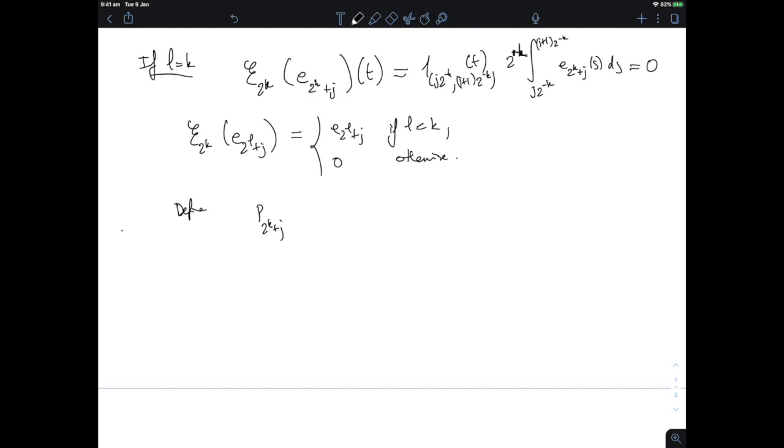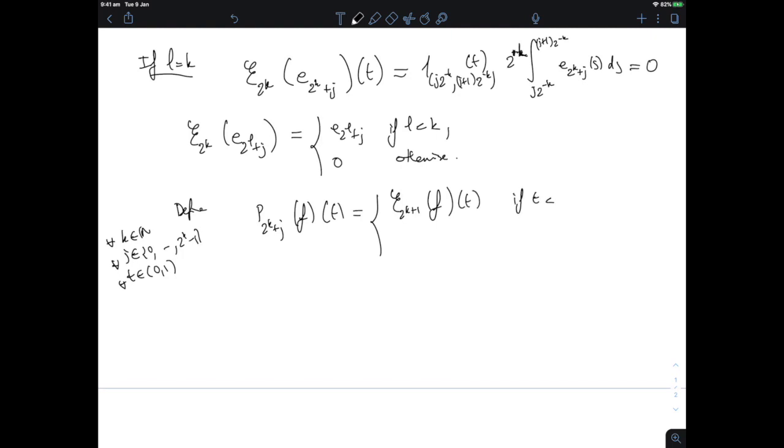p2k plus j for some k in n and for some j between 0 and 2 to the k minus 1 to be the following. So I'm going to take that at a point t to be e2k plus 1 of f at t if t is below j plus 1 times 2 to the minus k. And then I'm going to take it to be e2k of f of t if t is above that value.